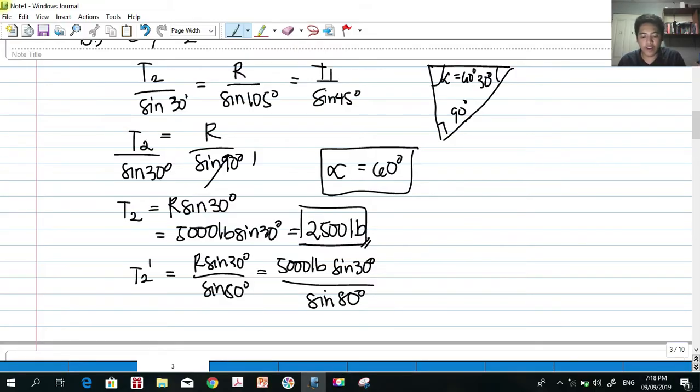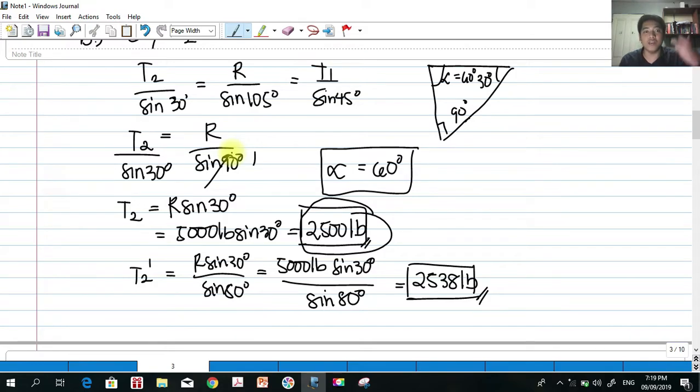We have 2,538 pounds. As you can see here, if we increase the value of this, not letting this equal 90, still the tension in T sub 2 is not minimized. The only way for this to be minimized is if we set this angle theta to 90 degrees, because sine 90 will always give you 1. Sine greater than 90 will always give you what? Greater or less than 1.